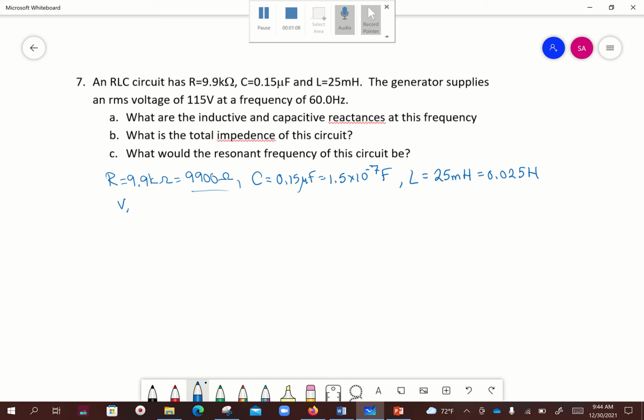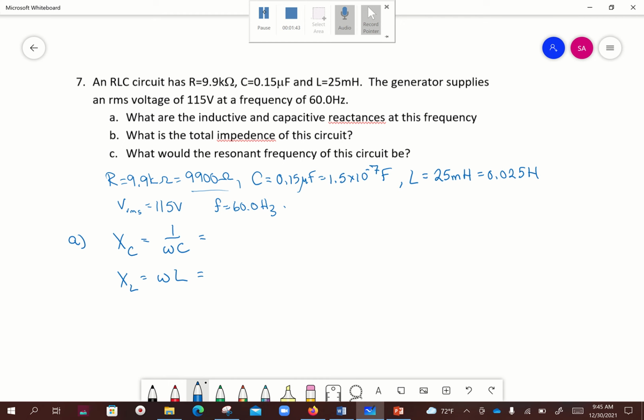So let's call that VRMS of 115 volts at a frequency F of 60.0 hertz. All right, so I want to know at that frequency, what's the inductive and the capacitive reactance? And there I'm just going to plug and chug into my equation. So XC, the equation is 1 over omega C, and XL, the equation is omega L. Remember, X is the reactance, and has a unit of ohms.